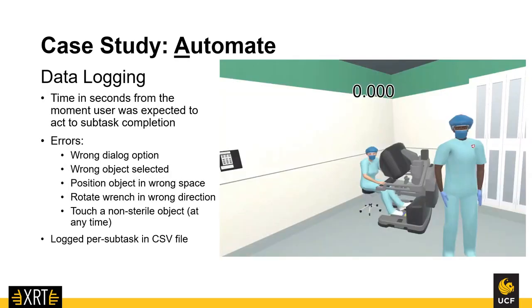Integrating the data logging for the automate stage was relatively non-difficult. For each subtask, we record the time in seconds for our user to complete it. This time is measured from the conclusion of the intro, once the user is expected to act, until the user has performed the interaction required to complete the subtask, like this example where the user must select a dialogue option.